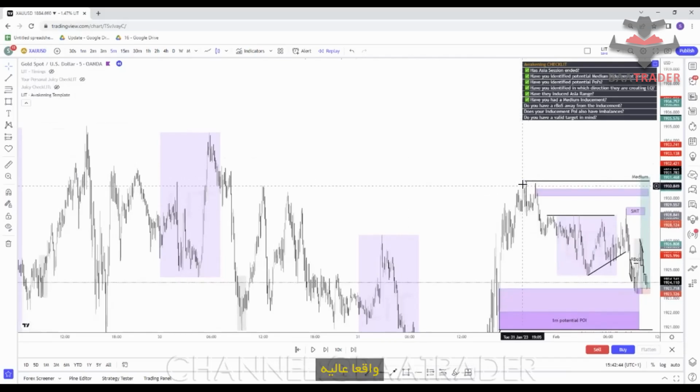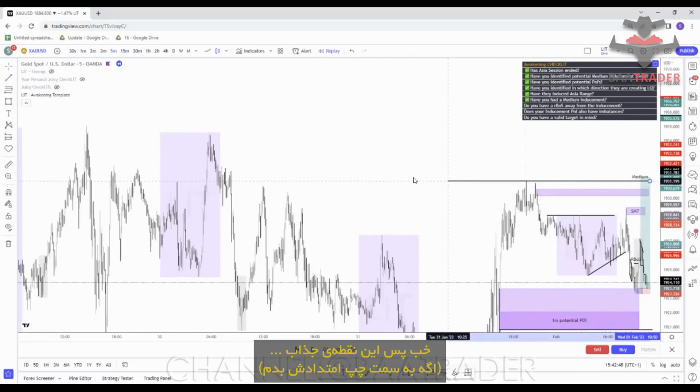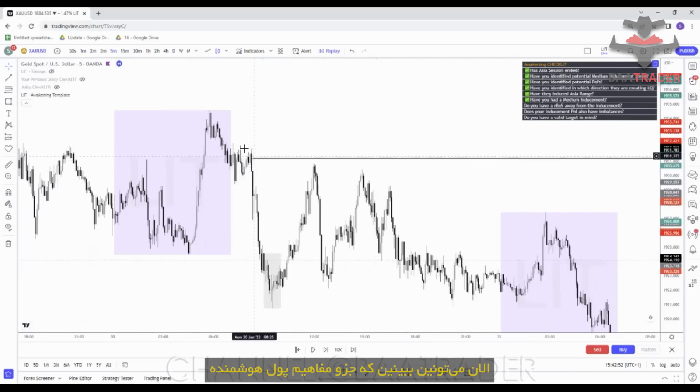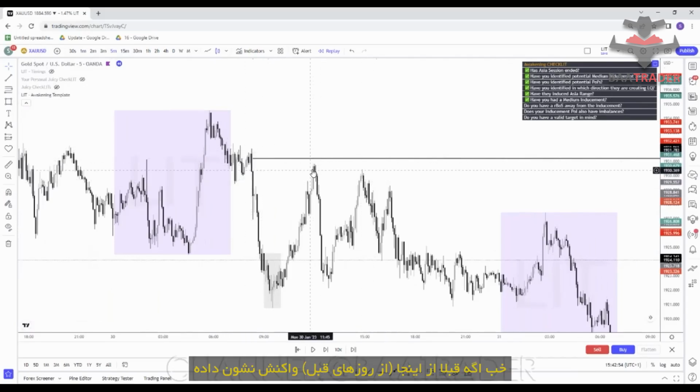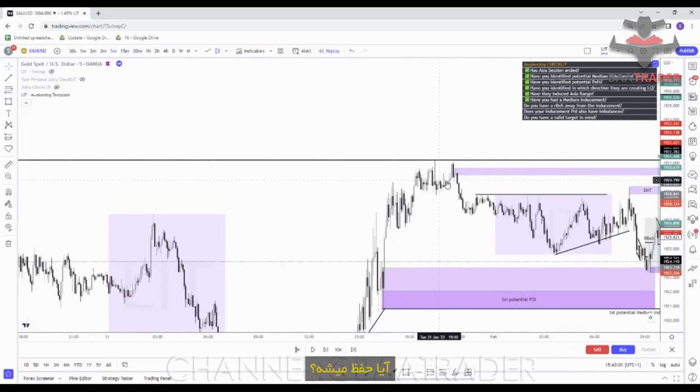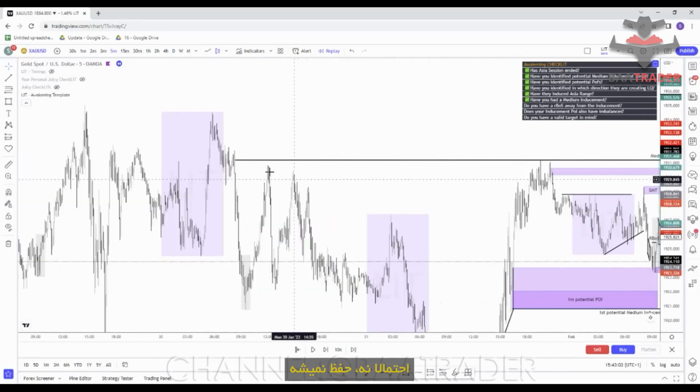Okay, this is great, actually. This is really great. So this POI, if I just extend it to the left, you can already see that's some sort of smart money concept stuff. So price already reacted from there the previous few days, whenever that was. Right now, is that valid? Is that going to hold? Likelihood is no, it's not.